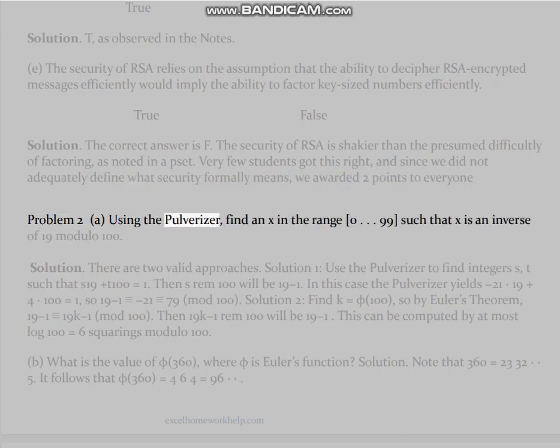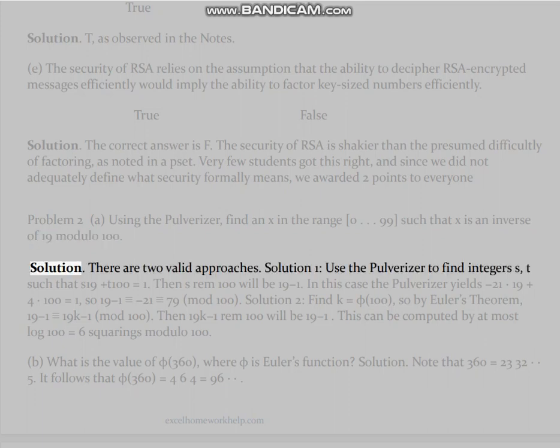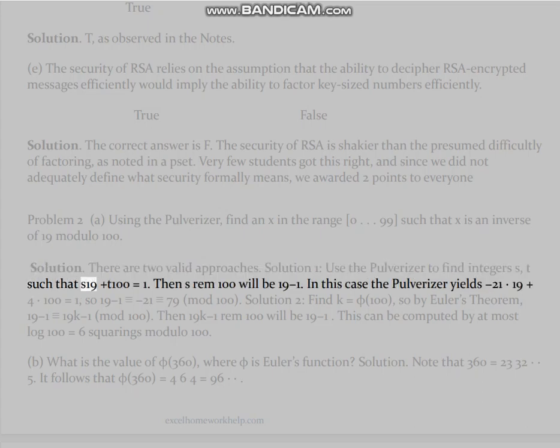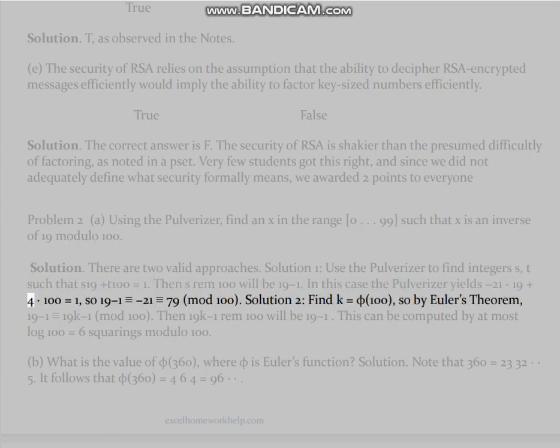A. Using the pulverizer, find an x in the range 0 to 99, such that x is an inverse of 19 modulo 100. Solution. There are 2 valid approaches. Solution 1. Use the pulverizer to find integers s, t such that s times 19 plus t times 100 equals 1. Then s rem 100 will be 19 to the minus 1. In this case, the pulverizer yields minus 21 times 19 plus 4 times 100 is equal to 1, so 19 to the minus 1 is identical to minus 21 is identical to 79, mod 100.